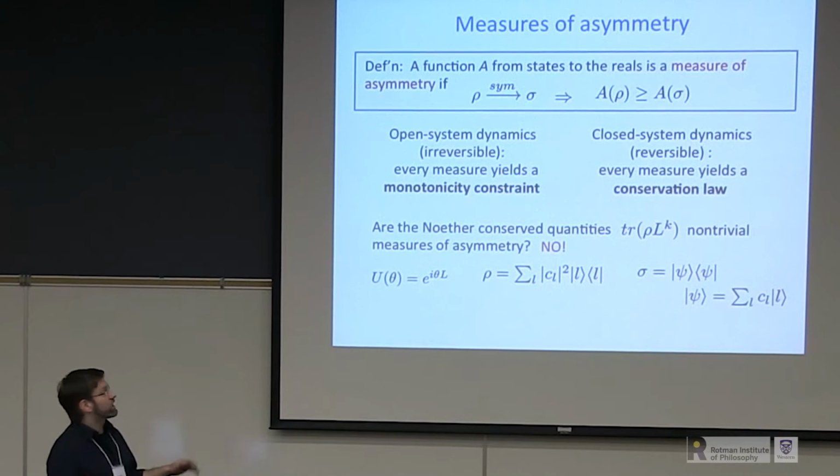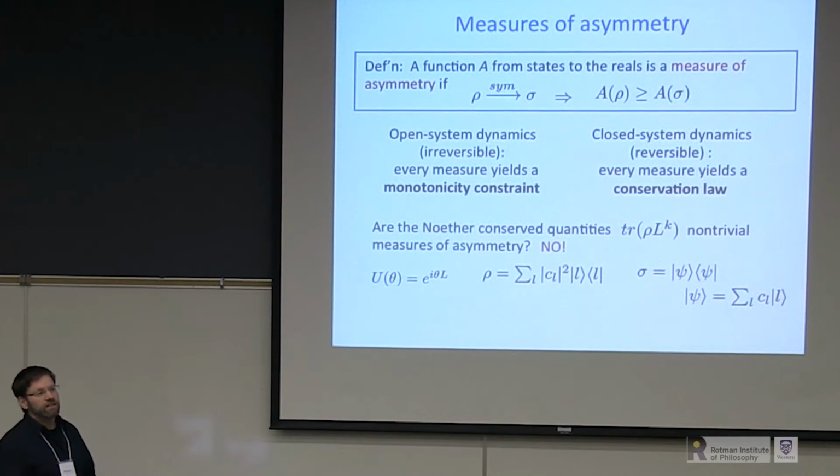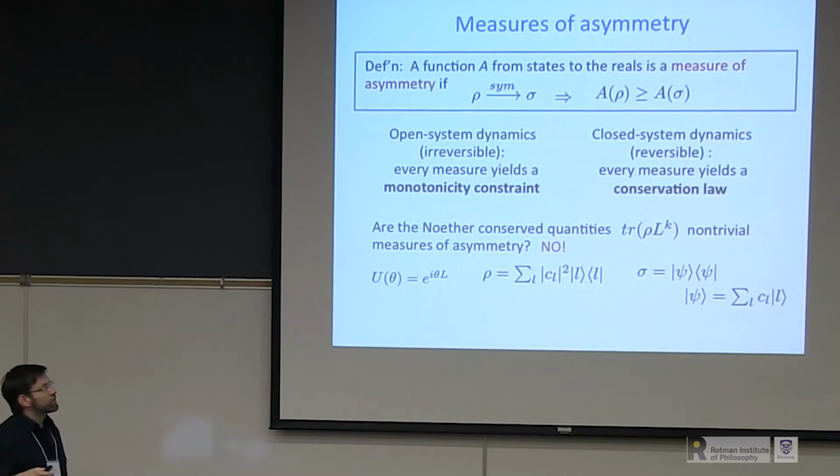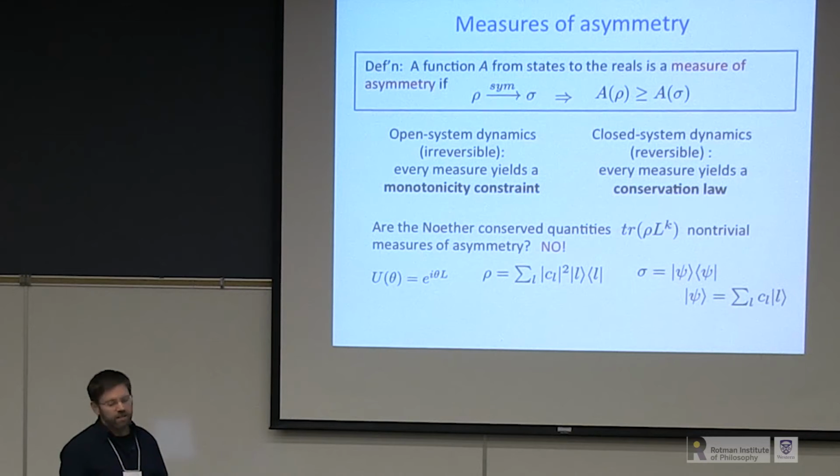Rho is completely symmetric. If I act this unitary on rho, U phi dagger on the other side, the phase factors cancel out. It's invariant under the action. Whereas this guy transforms non-trivially under this phase shift. And so sigma is asymmetric, rho is symmetric. And so any non-trivial measure of asymmetry should be able to tell the difference between these two states.